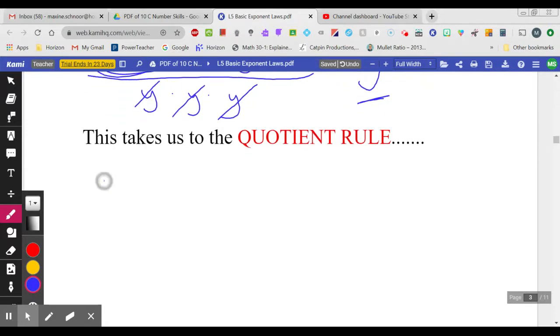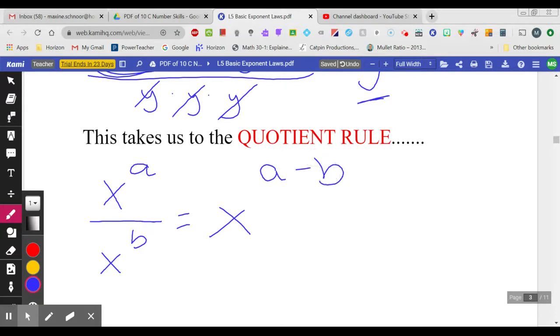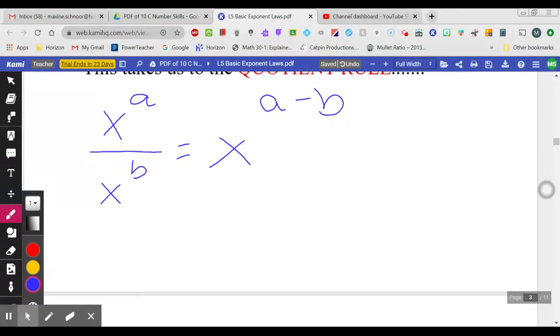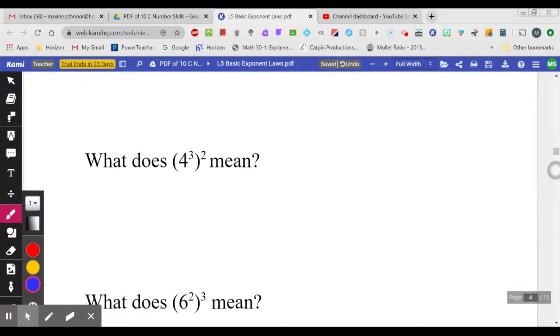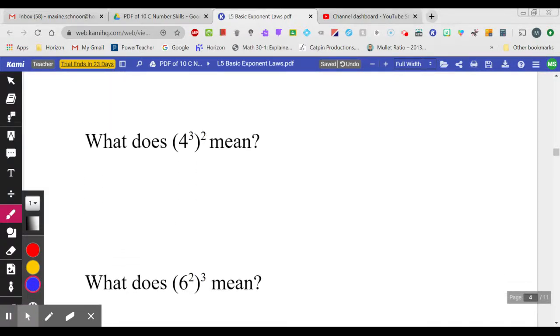So, quotient rule says, if we've got x to the a divided by x to the b, the base stays the same, and we subtract the exponents. Okay? Okay. Next one is power rule.